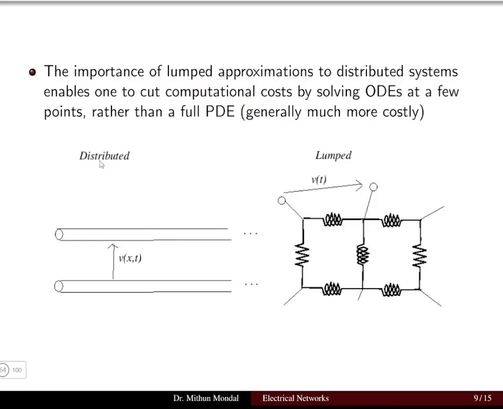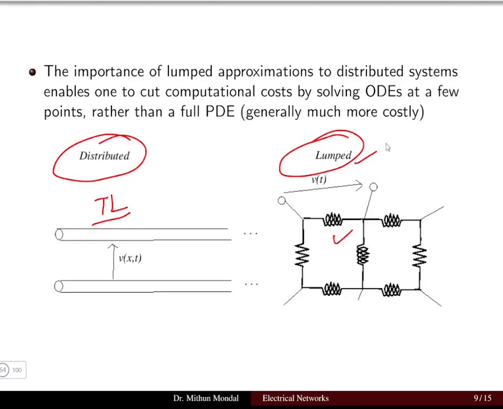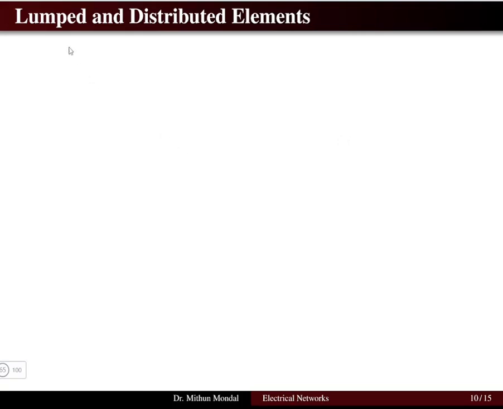So if we take the example of a transmission line, it is basically an example of a distributed system, whereas if we take an electrical network consisting of resistance, capacitance and inductance, then it is basically a lumped network. Most of the electrical networks that we are going to study are lumped networks. Now, how do we differentiate the lumped and the distributed elements? Generally in microwave circuits, we need to differentiate the lumped elements and the distributed elements.